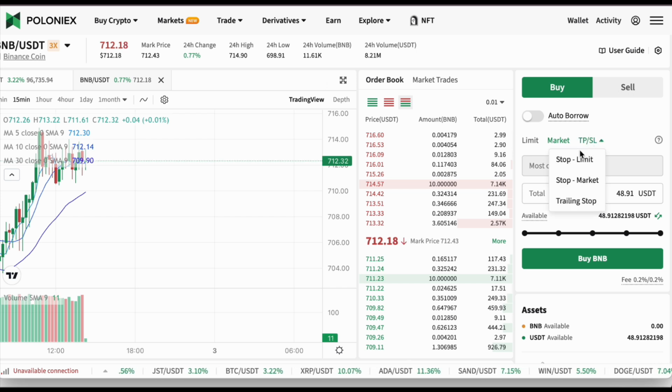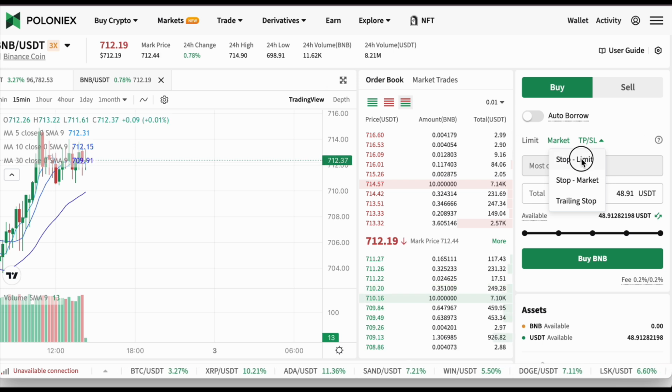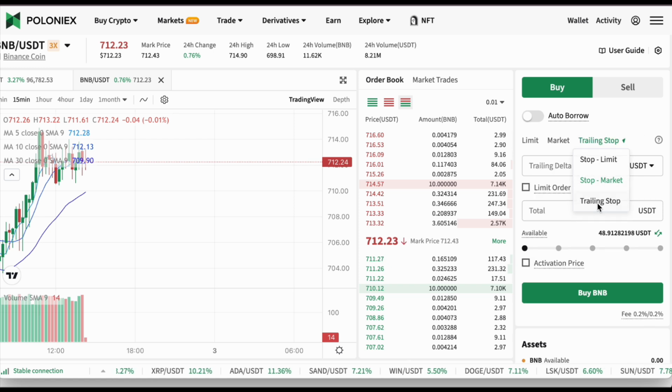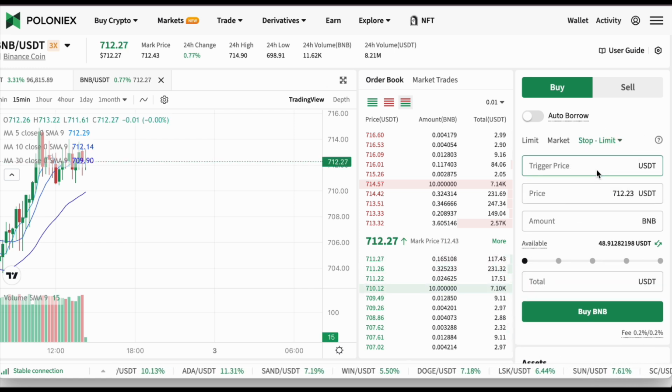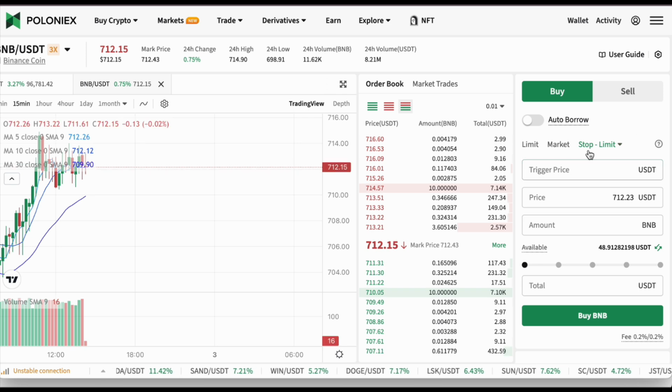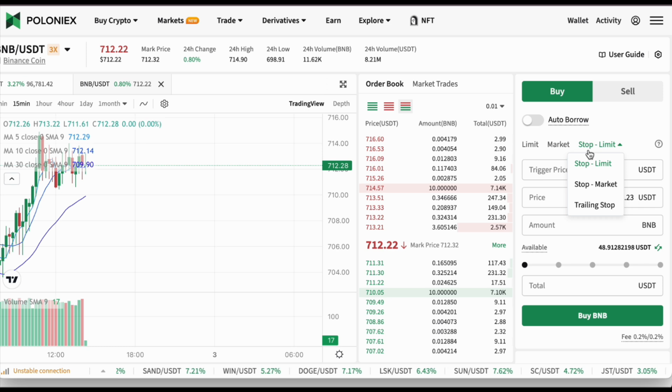So this is take profit or stop loss. When you buy a token, you don't just leave your token to chance. Always set your take profit. Here there are stop limits, stop markets, and trailing stop. Stop limits means you can set your stop limits. In some platforms, you can easily set take profit and stop loss.